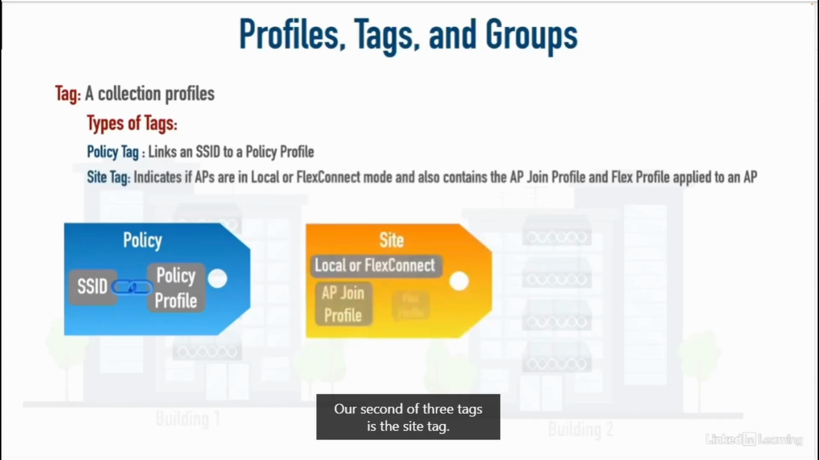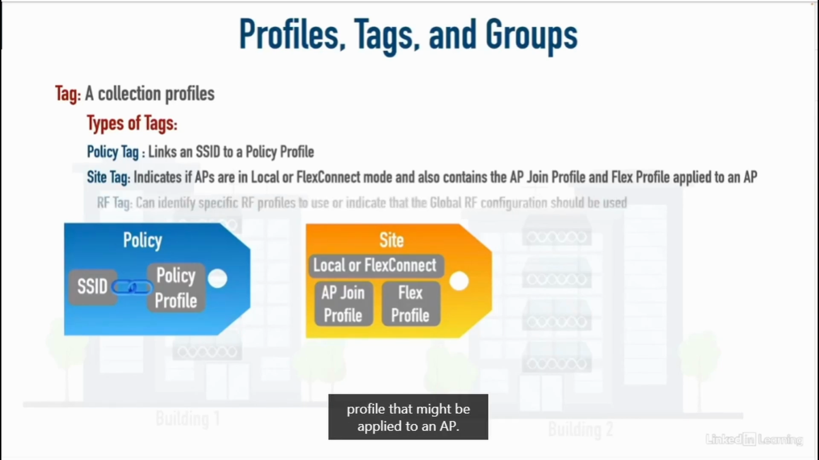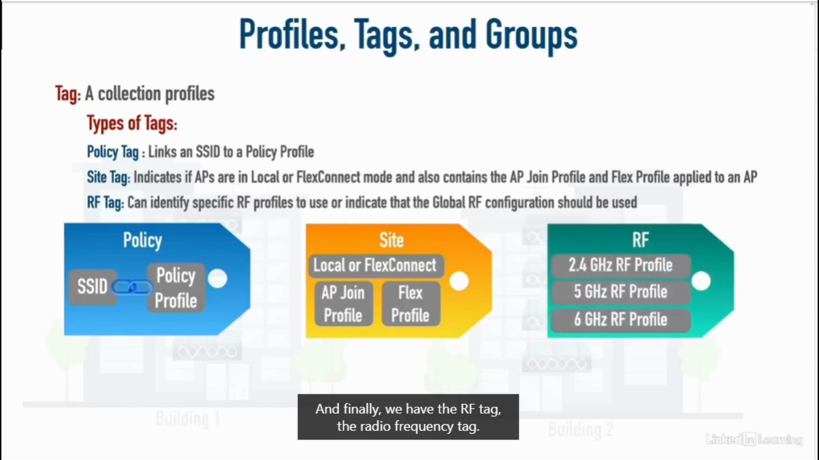Our second of three tags is the site tag, and that tells us whether or not an access point is being controlled with a local wireless LAN controller, that will be local mode, or if it's being controlled by a wireless LAN controller at another site, running in FlexConnect mode. And this site tag also contains the AP join profile and the Flex profile that might be applied to an AP. And finally, we have the RF tag, the radio frequency tag. This can be used to specify what bands of frequencies we're using, as well as some of the settings within those bands.